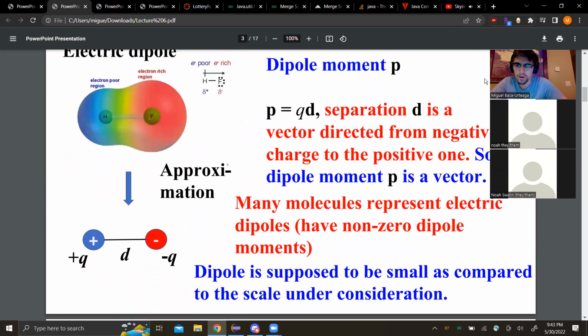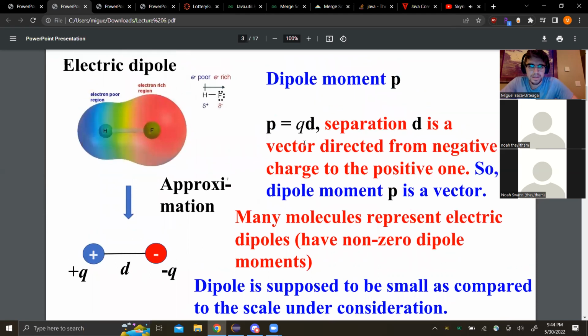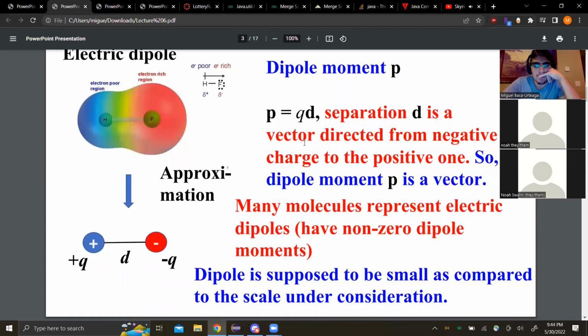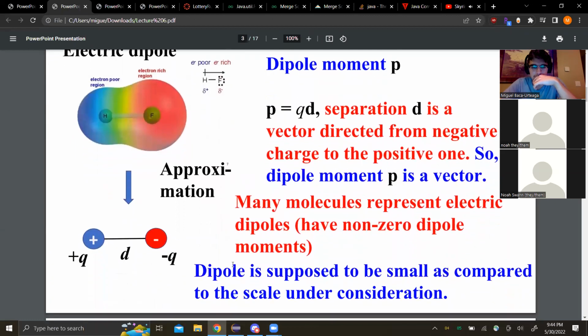You have the dipole moment. I'm going to move this over a little bit here. The moment P in this instance is equal to the charge times the separation d, which is a vector directed from the negative charge to the positive one. So the dipole moment P is a vector. Many molecules represent electric dipoles and have non-zero dipole moments. A dipole is supposed to be small compared to the scale under consideration.